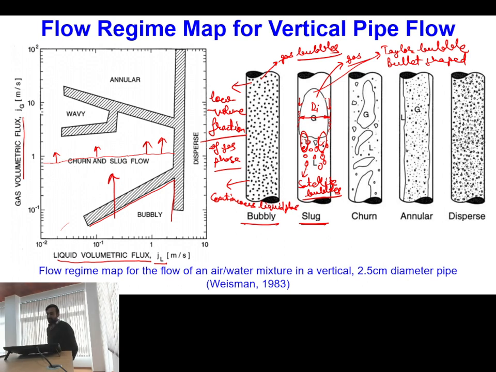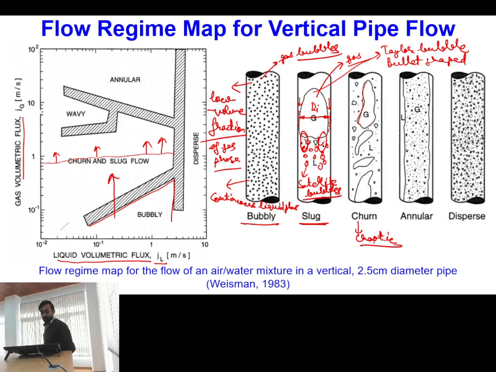In this merging phenomenon, we will find that we have a larger chunk of gaseous phase at the center, and then a number of small bubbles present in the entire system. So this is a very chaotic flow situation. It is called churn.